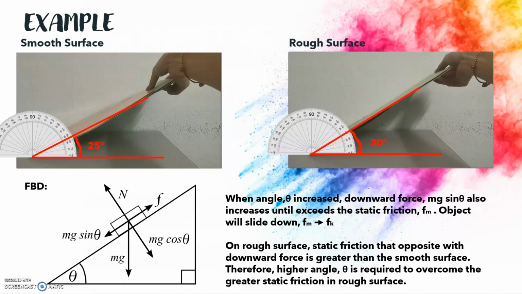So we can conclude that on the rough surface, the static friction that opposes the downward force is greater than on the smooth surface. Therefore, a higher angle is required to overcome the static friction, the greater static friction in the rough surface.